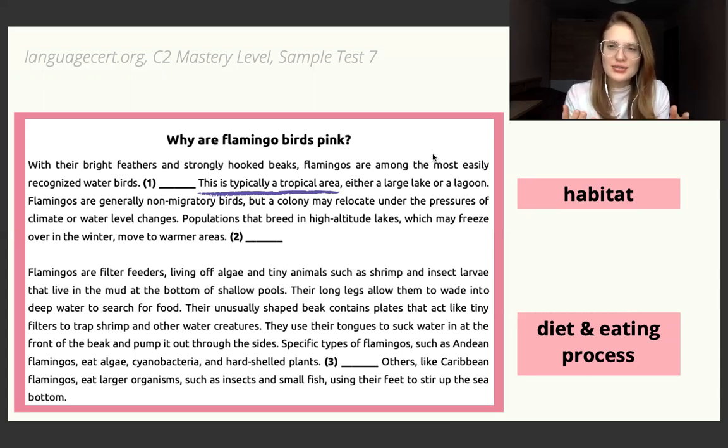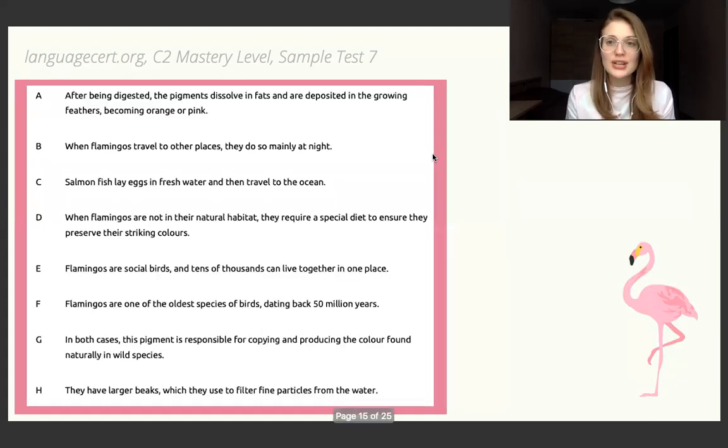And again, let's try to understand what the sentence can be about. First, it names the word "this," and this is typically a tropical area. Probably it's all about the place where they fly or migrate or whatnot. So let's look at the range of sentences that we have and try to choose the best. Now again, you may pause the video and try to identify the best sentence that fits there.